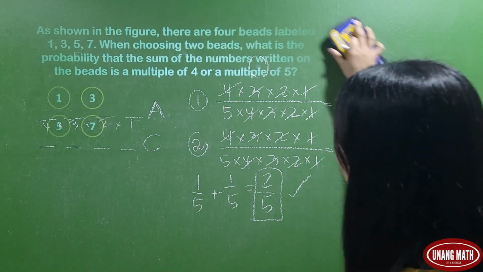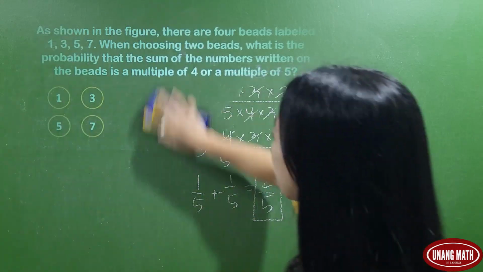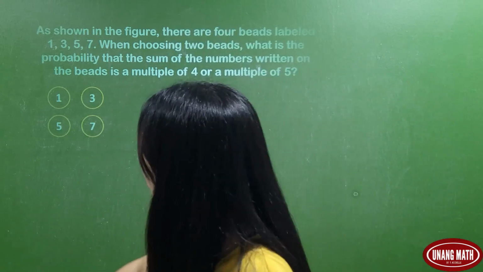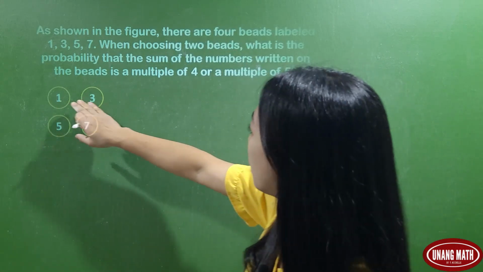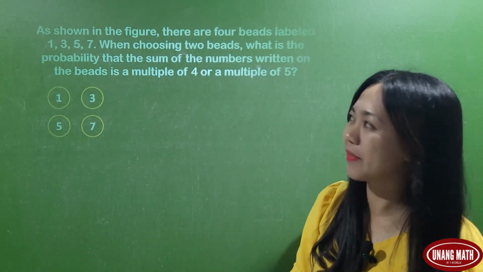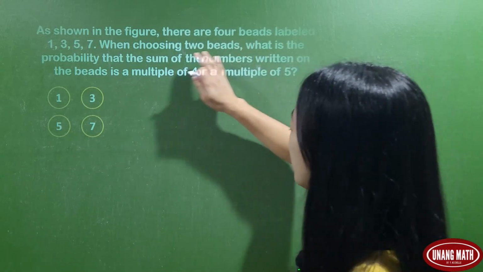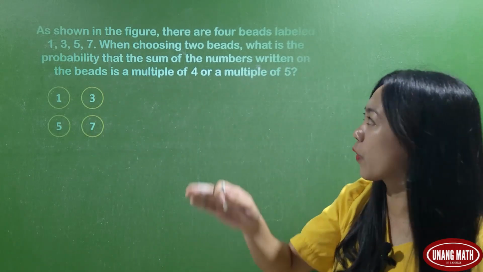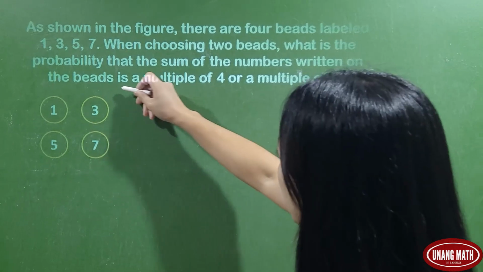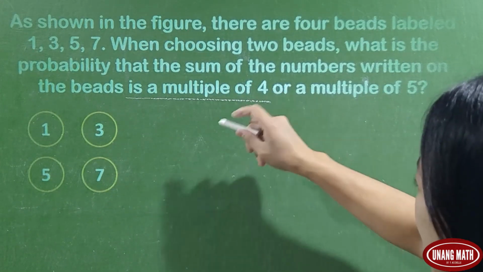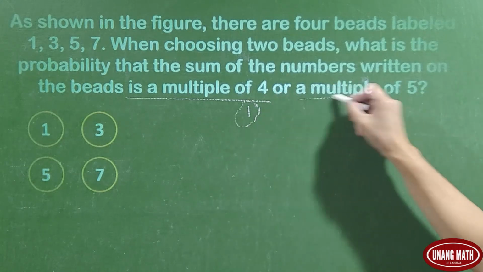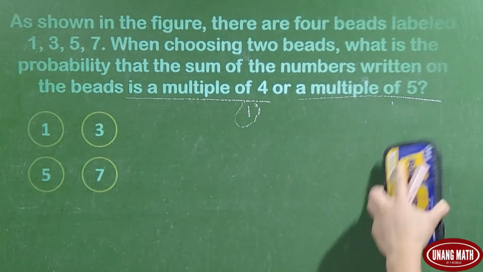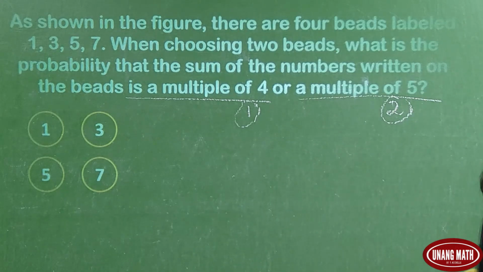What about this last problem? As shown in the figure, we have 4 beads labeled 1, 3, 5, and 7. When choosing 2 beads, what is the probability that the sum of the numbers written on the beads is a multiple of 4 or a multiple of 5? So the first event is the sum is a multiple of 4, and the second event is the sum is a multiple of 5.